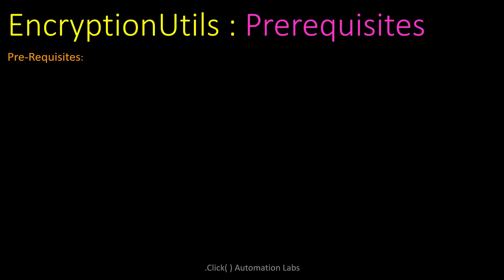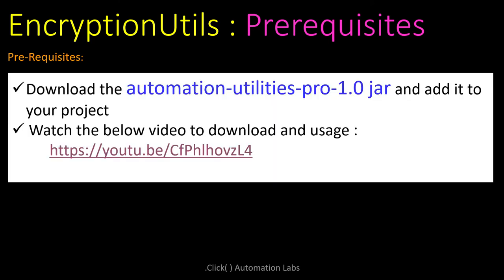So let's get started. Before using this utility, we need to make sure that you have the prerequisites. So this is the prerequisites. You need to add the automation utilities pro 1.0.jar file. This should be downloaded and added to your class path. This is a prerequisite because my encryption utilities are part of this particular jar file.